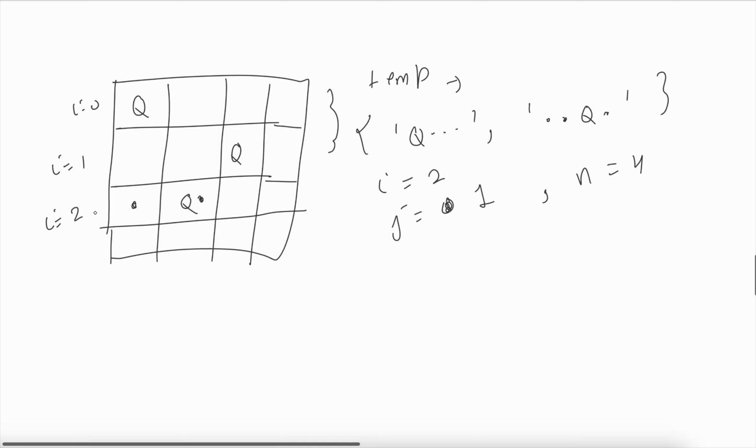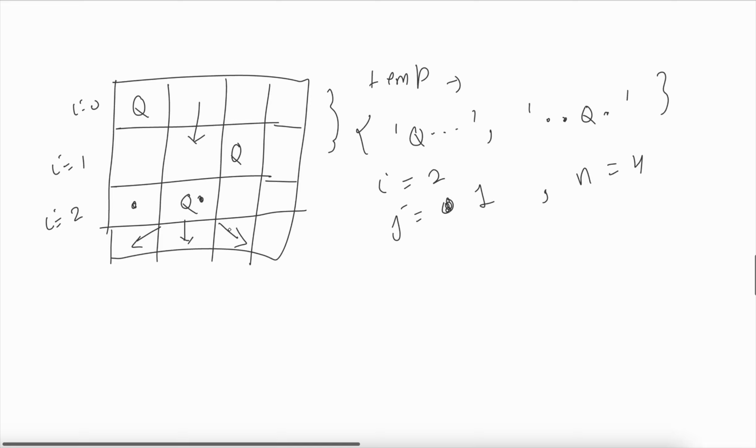No, because we know I can place one q in one row. Okay, do I need to check in this column? Yeah, I need to check this column. Do I need to check in this column also? No. Do I need to check in this diagonal? No. Do I need to check in this diagonal? No. Why we don't need to check in the below, and why we need to check in the above?